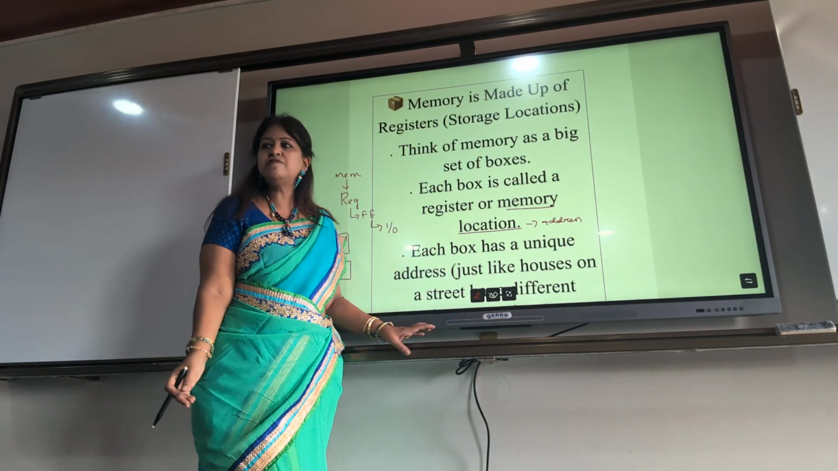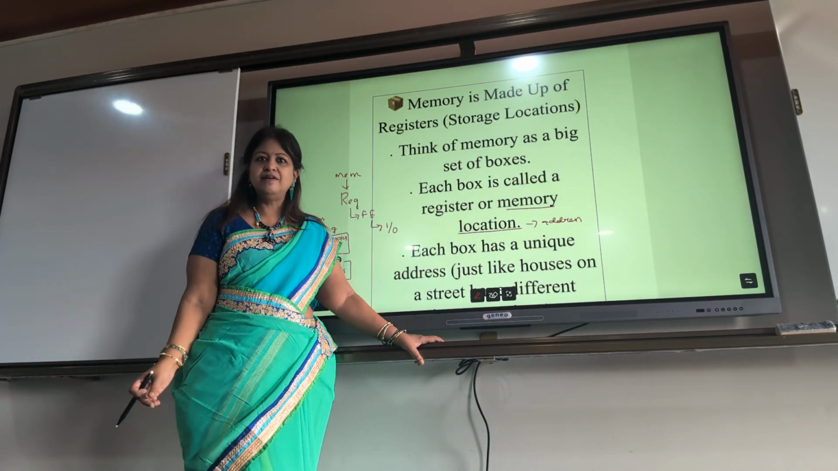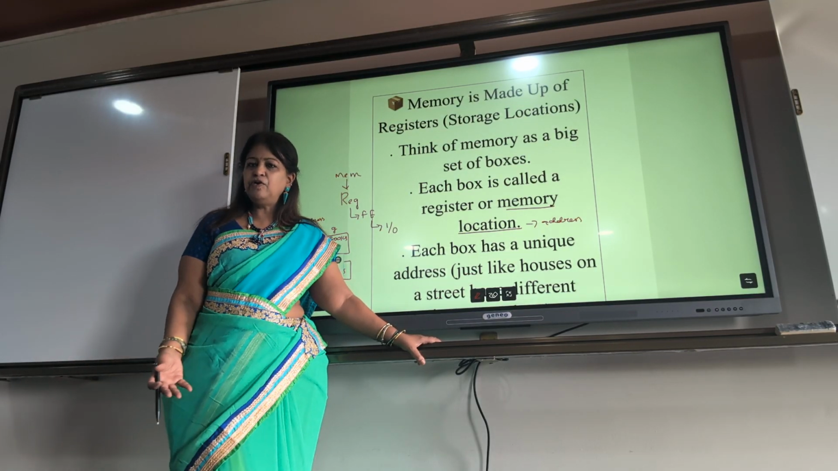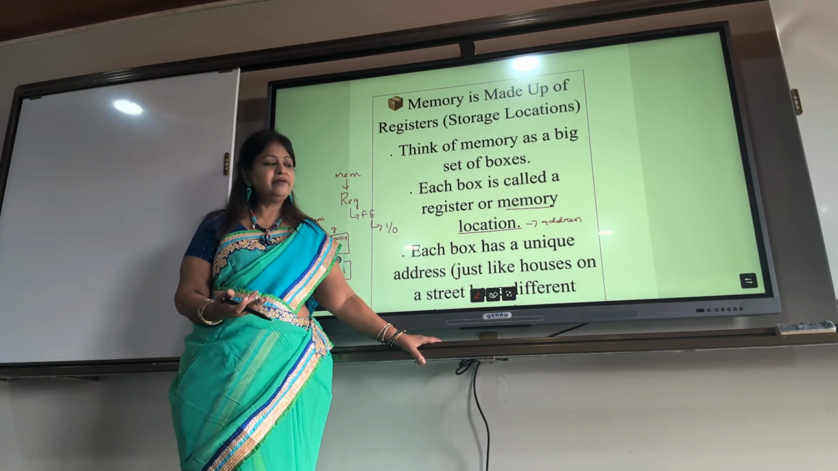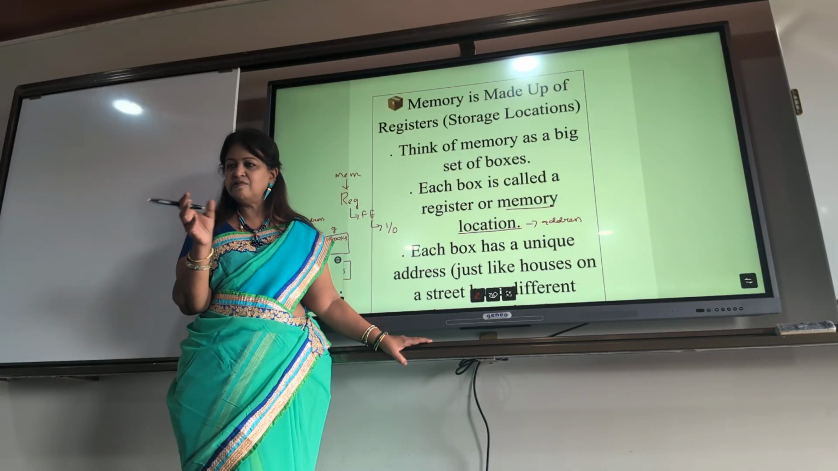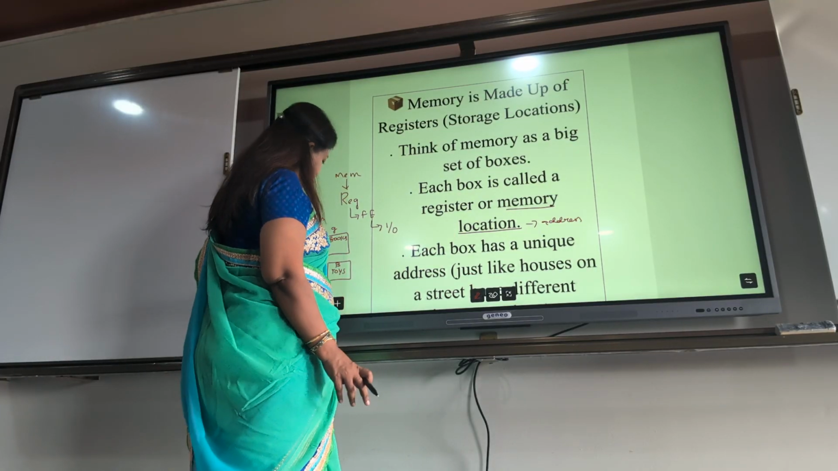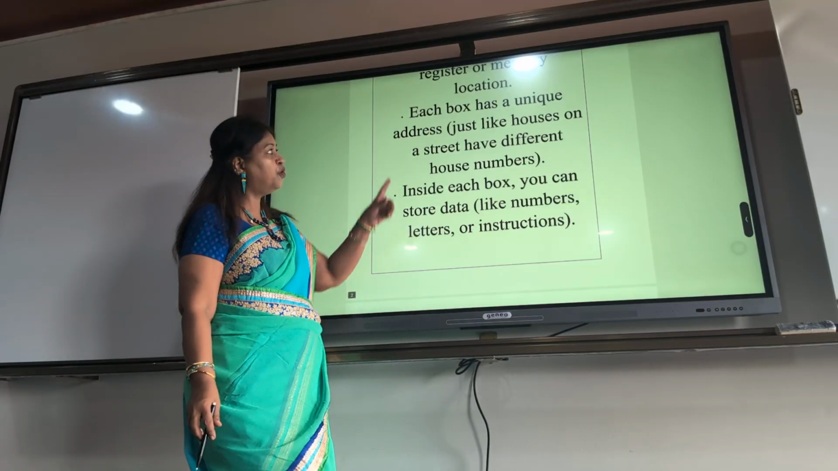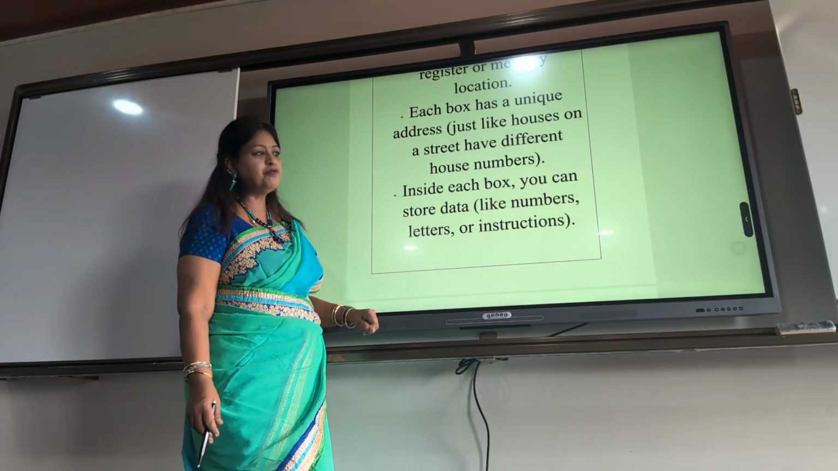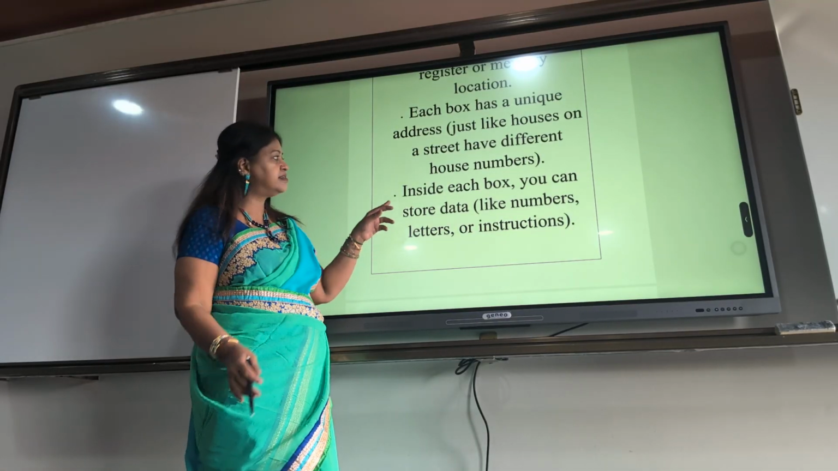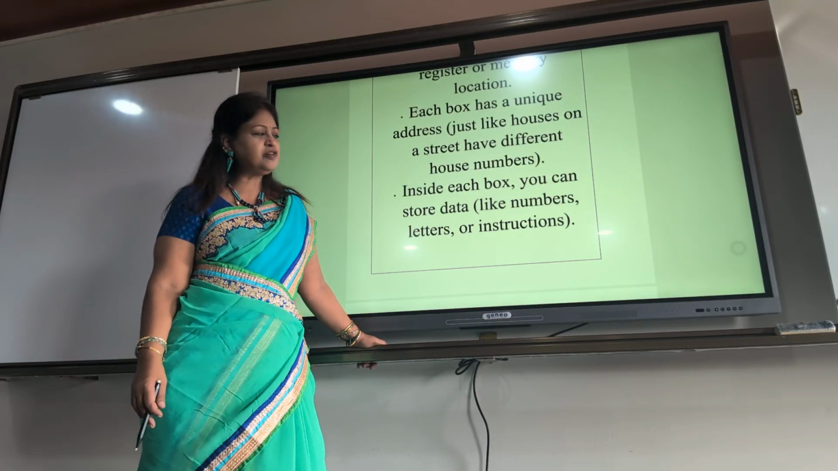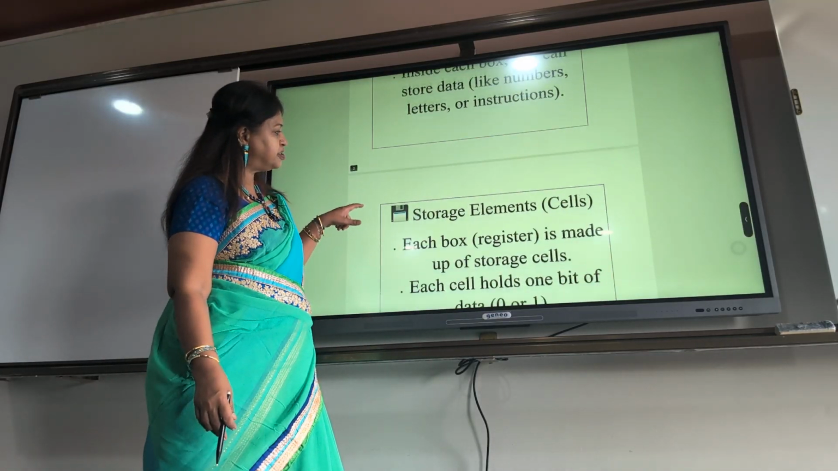Just like how your post comes to your house, you have an address. In your house, you have a door number and a street number. That is how you are able to get the post or any delivery. So there will be a location. In Google Maps also, you share your location. There it will store all the data. Each box has its own address. Just like houses on the street have different house numbers, your memory locations have addresses. Inside each box you can store data. Whatever you want to store, you can store in that particular memory location.